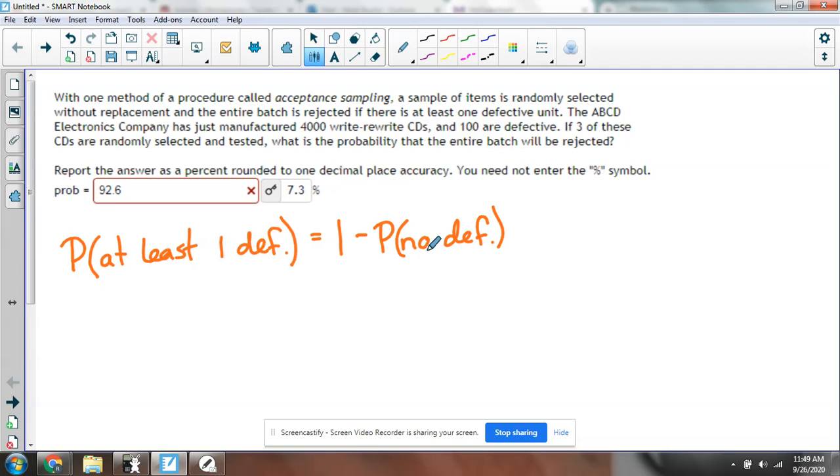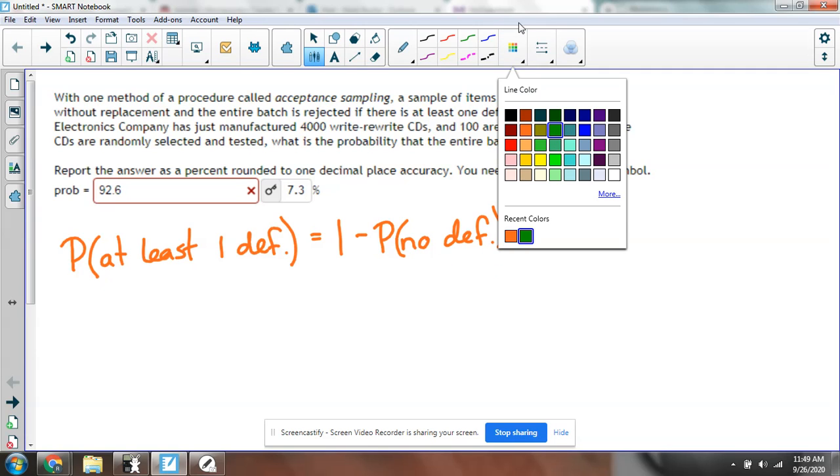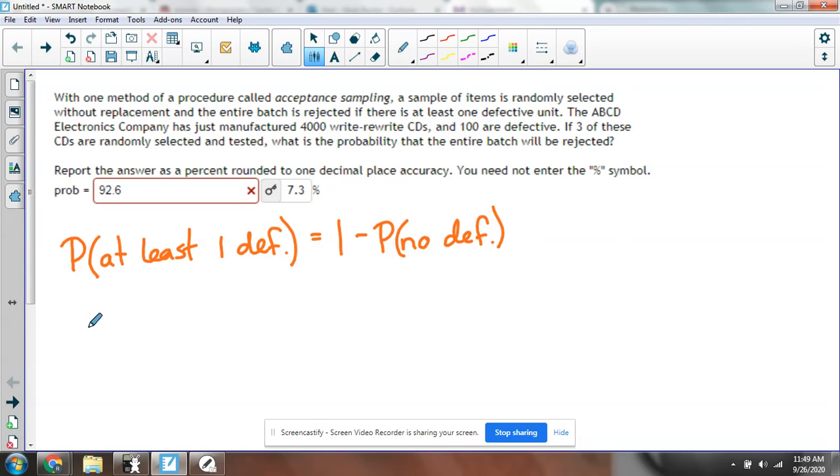So I'll just find this probability first. So the probability of no defects. What's the probability the first one is not defective? Well, there's 4,000 CDs and 100 are defective, so that means there's 3,900 that are not defective out of 4,000. I take 1 CD, what's the chance that the next one I pick is not defective? Well, there's now 3,899 not defective out of 3,999.